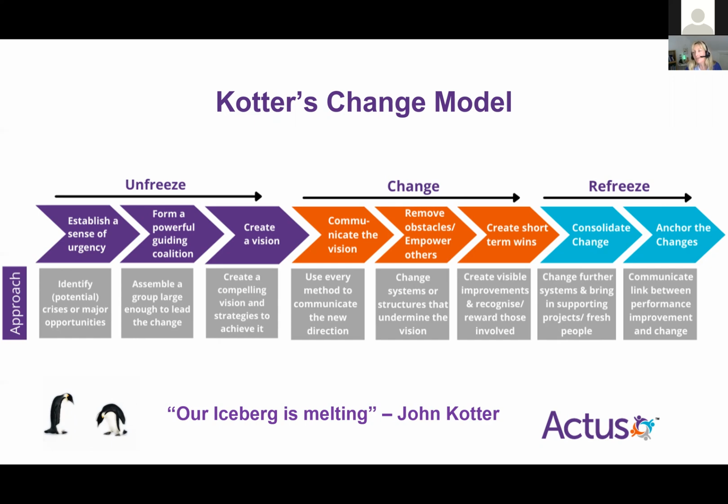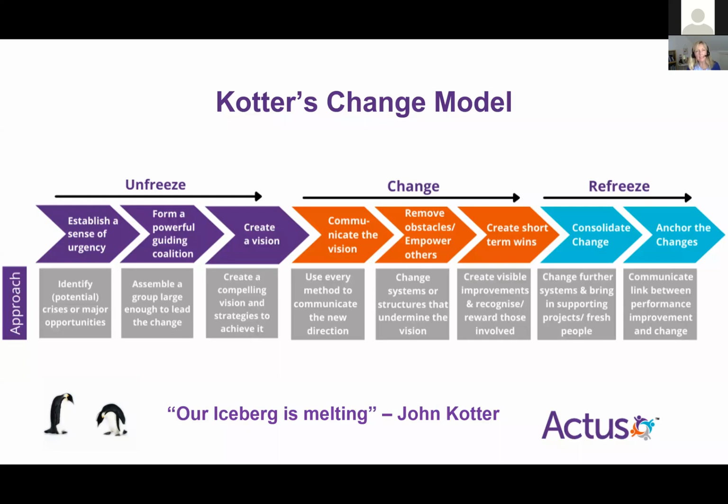And that's very useful here to start talking about short-term wins, because those people who haven't bought into the change yet and are digging their heels in denial are thinking, okay, so it's still happening, is it? So you get through this stage where you're making the change, you communicate the short-term wins, but then this is what many people don't do. They don't consolidate the change enough, where you add to it, you embed the systems, and then anchor them, where you communicate the link between performance improvement and change.